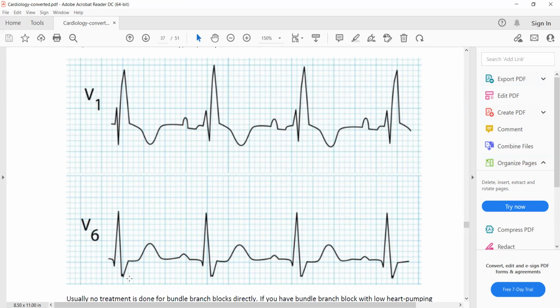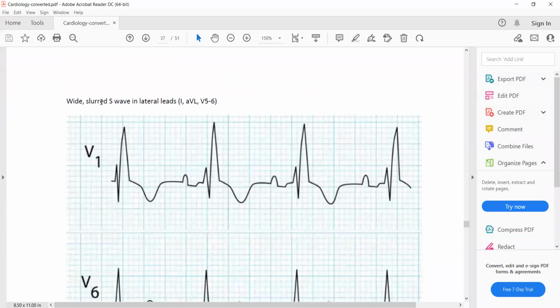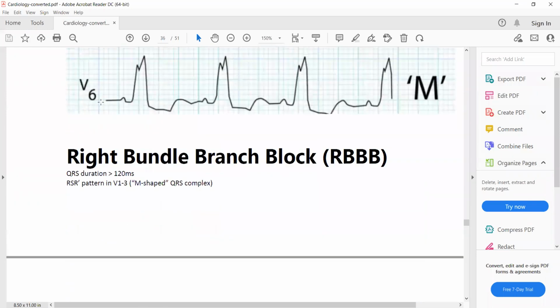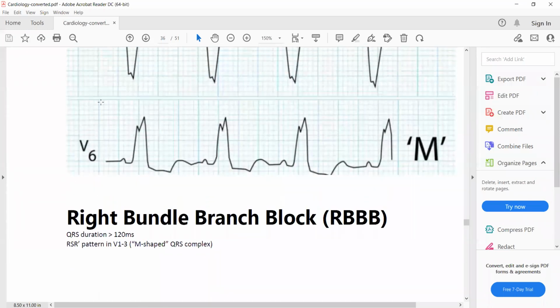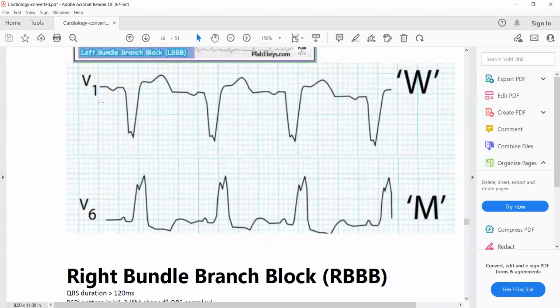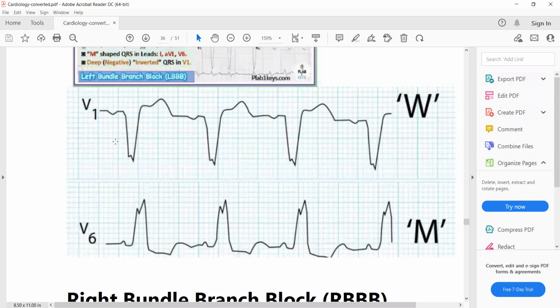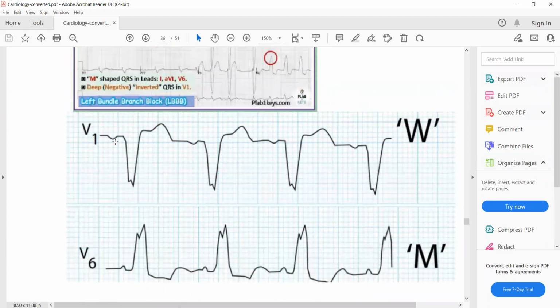For your simplicity, you can simply remember just this one point, that is RSR pattern in V1. RSR pattern in V1 will make the diagnosis of right bundle branch block. For PLAB 1 exam, left bundle branch block is important. So remember both the criteria for left bundle branch block: W-shaped QRS complex in V1 and broad and M-shaped QRS complex in lateral leads such as 1, AVL and V6.